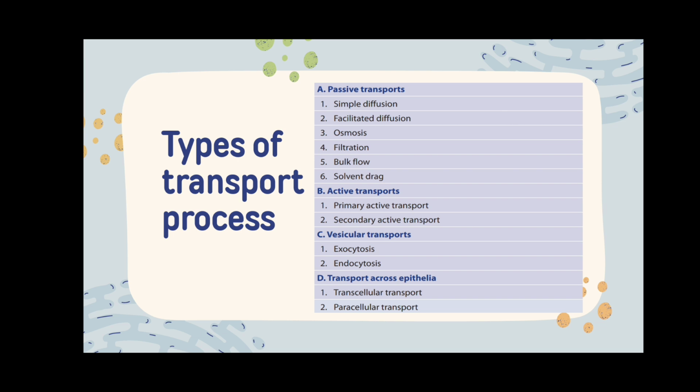So basically इन दोनों के बीच में जो डिफरेंस होता है वो एनर्जी को लेके होता है. In passive transport, energy is not used in ATP form, and in case of active transport, energy is used in ATP form. The third category is the vesicular transports, in which we have two subcategories, exocytosis and endocytosis. There is another fourth group, that is transport across epithelium. The first one is by the mode of transcellular transport, and the second one is the paracellular transport.